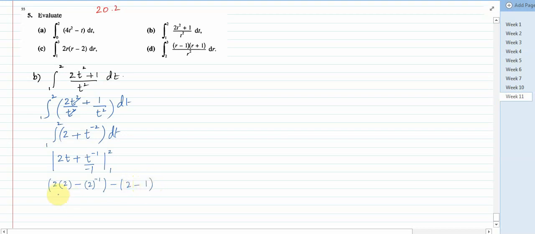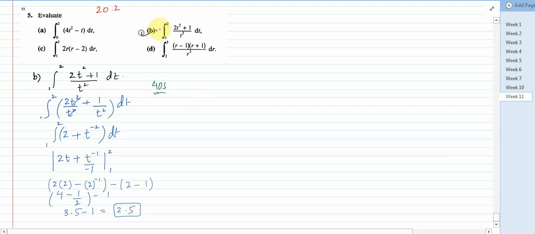Alright, 2 2s are 4, 4 minus 2 power minus 1, it's 1 upon 2, minus 2 minus 1, it's 1. So 4 minus 1 upon 2, 1 upon 2 is 0.5, right? So 4 minus 0.5 is 3.5, minus 1 equals 2.5, and that is your answer. So first you need to note down the solution in your copy, and for that you have a time of 40 seconds, so start.